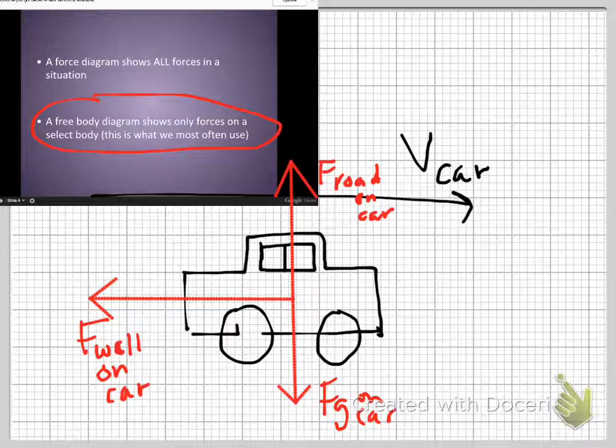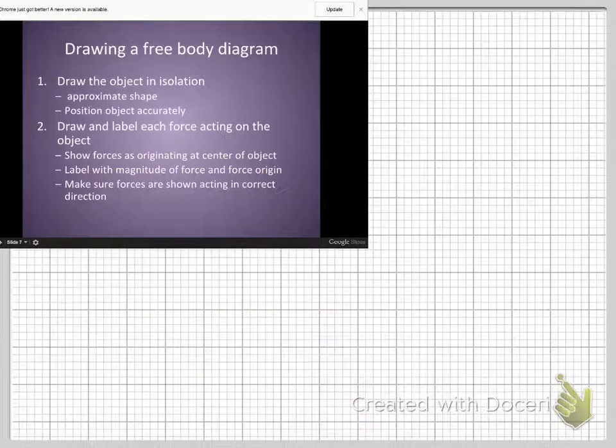We make it really, really simple. It's a gross oversimplification, which is kind of our specialty in physics. Okay, so when you draw a free body diagram, we draw the object in isolation. That means we don't draw the wall, we don't draw the butterfly, we don't draw the people in the car, we just draw the object. And we sort of approximate the shape more as a mental cue to ourselves than anything else.